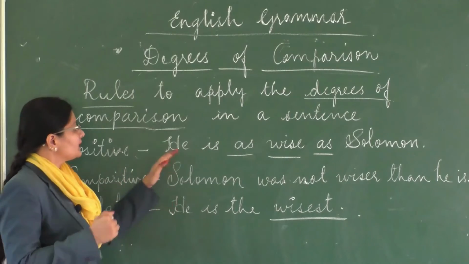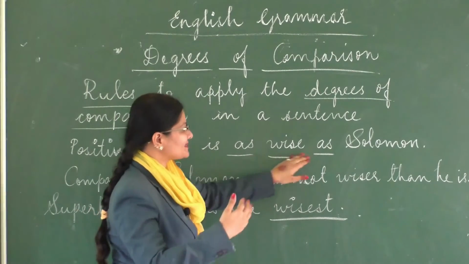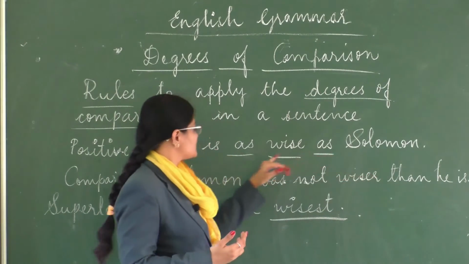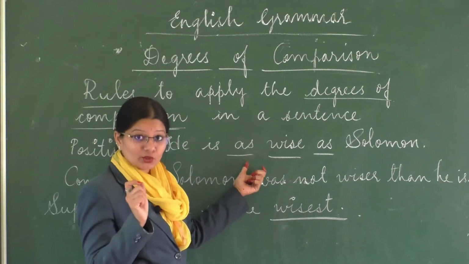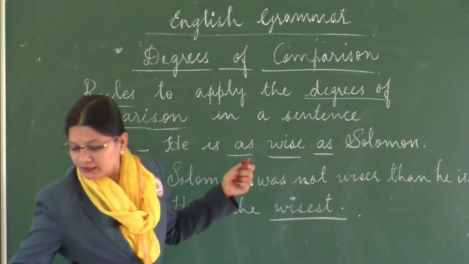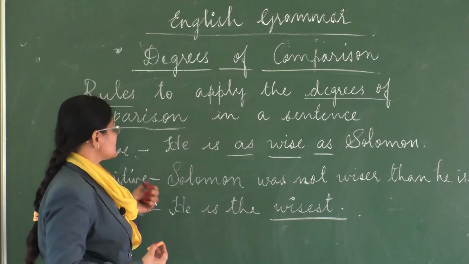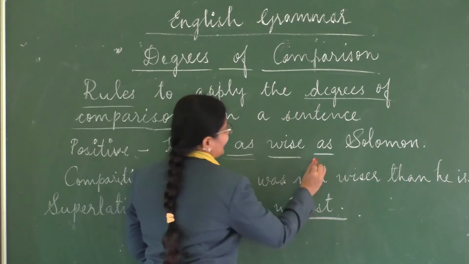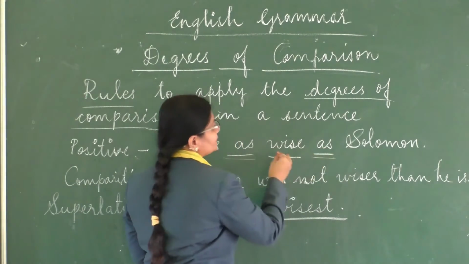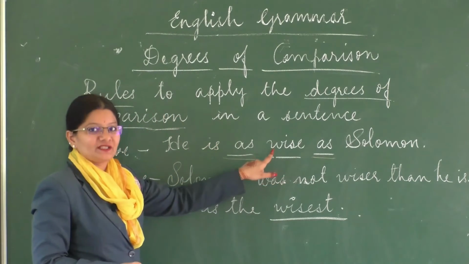So first one, he is as wise as Solomon. So here it is, as wise as Solomon. So please note that in the positive sentences or the positive adjectives, we have to use as before and after the positive adjective.